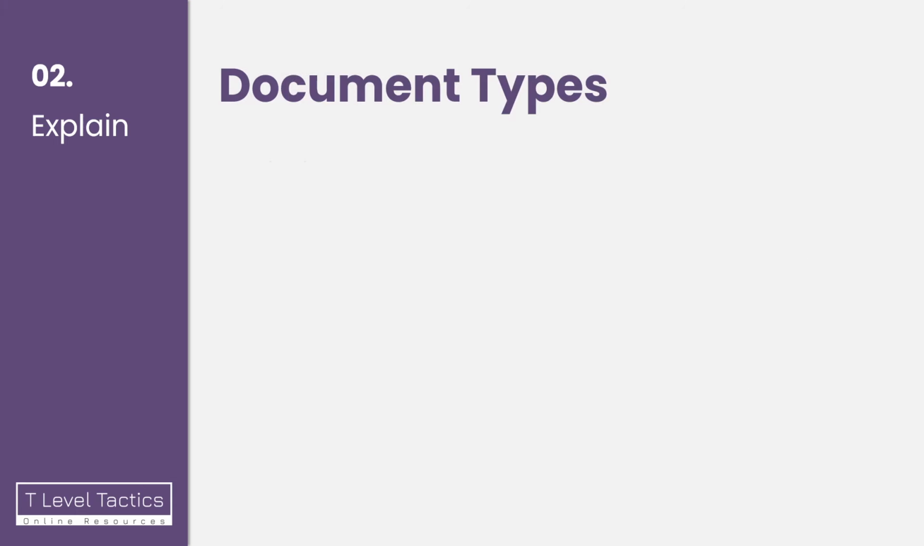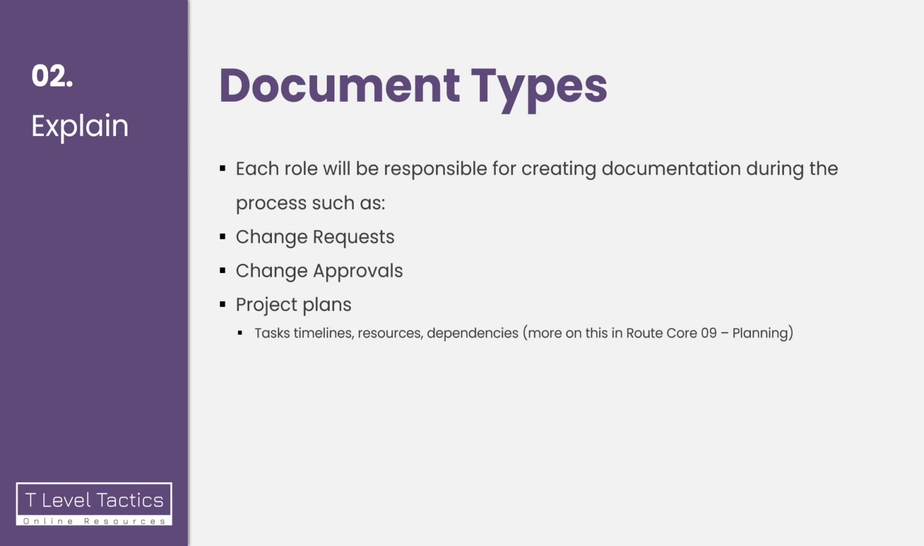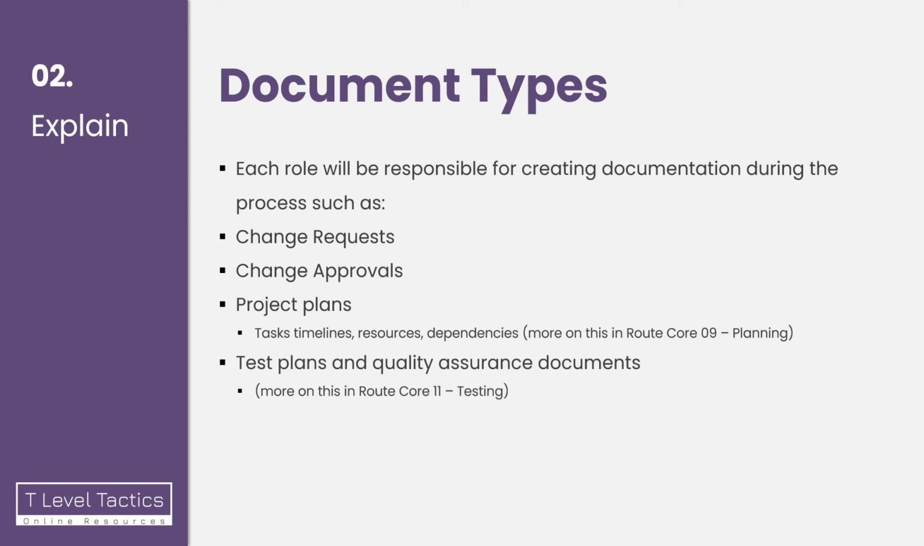Now, each of those roles is going to be responsible for creating documentation during the process, such as change requests that we've looked at before, change approvals, project plans, which can include tasks, timelines, resources, dependencies. There's more on that in another root core element, planning. Creating test plans and quality assurance documents. Again, there's more on that in root core 11, testing.